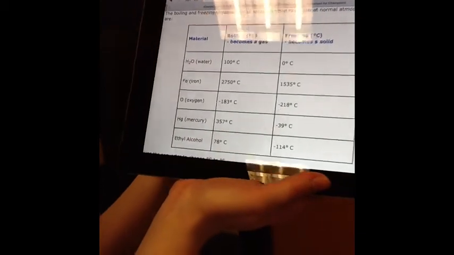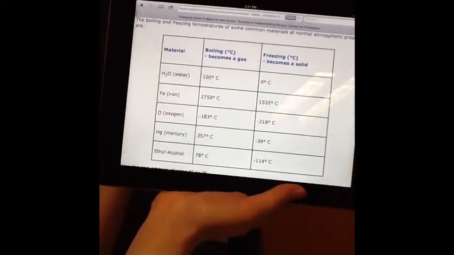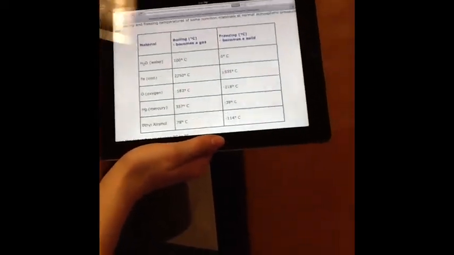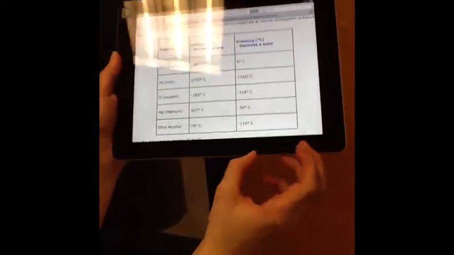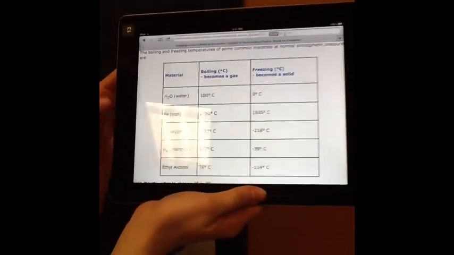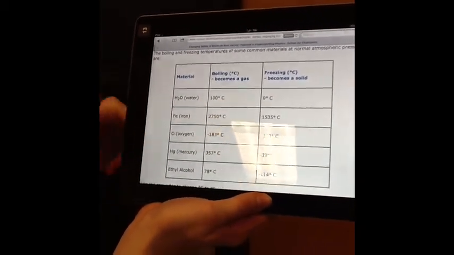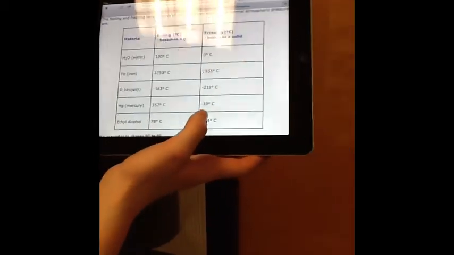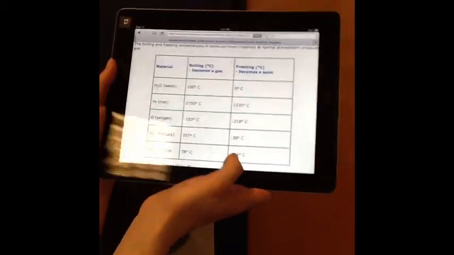Hg is mercury. 357 Celsius is boiling, and then freezing would be minus 39 C. And then this ethyl alcohol boils at 78 Celsius, and freezing would be minus 114 Celsius. So that is how the temperatures change for them to actually change state.